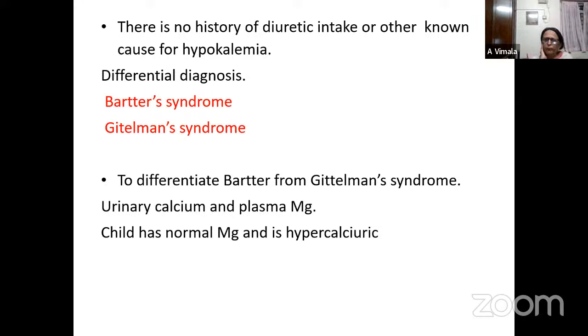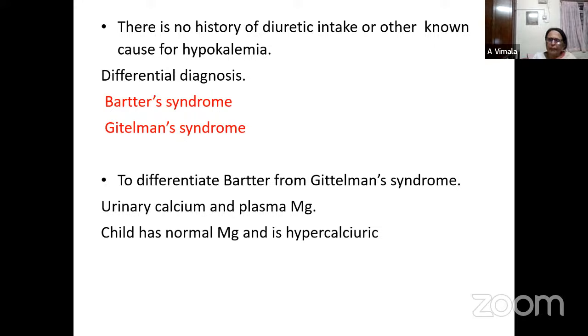To differentiate Bartter from Gitelman, easy to remember is Bartter syndrome is furosemide. It behaves like furosemide. We know that furosemide is used for hypercalcemic crisis. It acts by excreting more calcium in the urine. So in Bartter syndrome, there is hypercalciuria because it is excreting more calcium in the urine. Whereas Gitelman syndrome is like thiazide diuretic. We know thiazide diuretic is used for stone formers. So calcium is low.